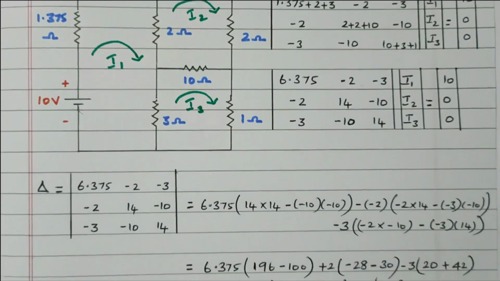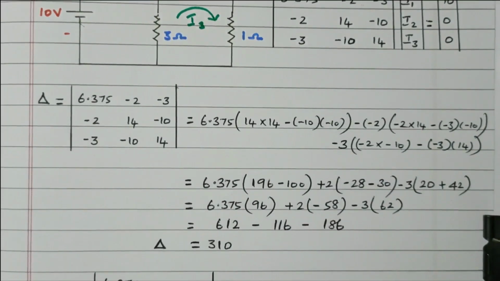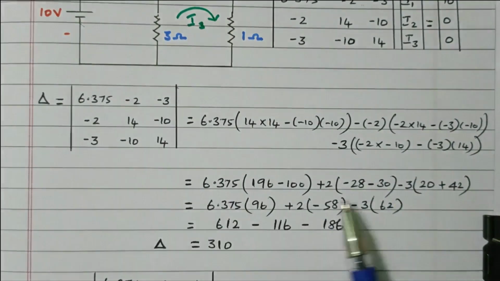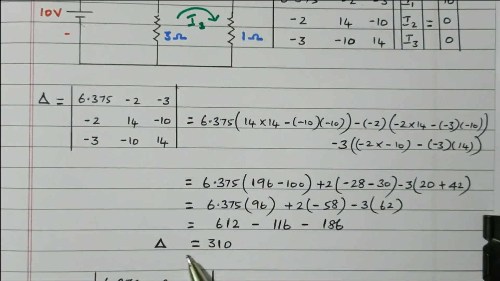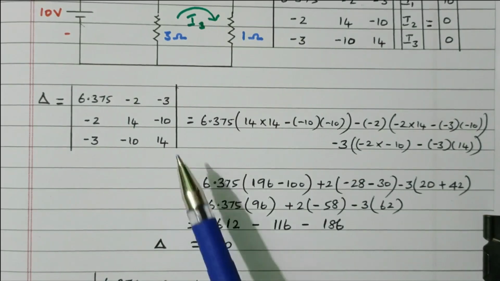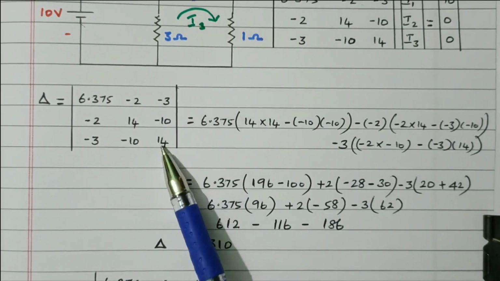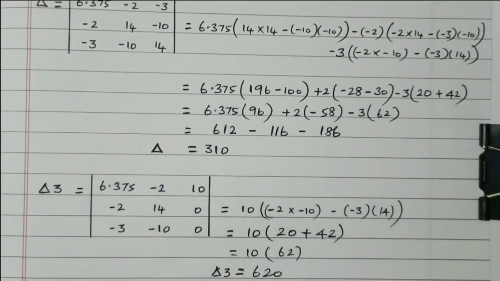I think we are able to understand the determinant. Determinant is easy. After simplification, step by step, we got 310 value. So it is very similar to the previous case also. Delta value is 310. But now we will replace the third column with the voltage matrix, so that we will get delta 3.